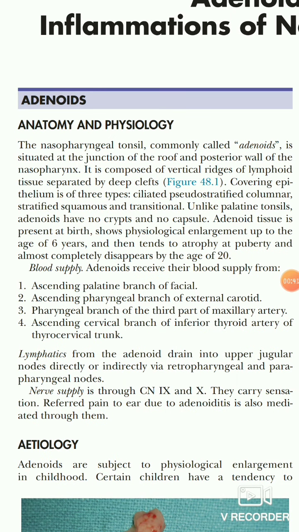Covering epithelium is of three types: ciliated pseudostratified columnar, stratified squamous, and transitional. Unlike palatine tonsils, adenoids have no crypts and no capsule. Adenoid tissue is present at birth. It shows physiological enlargement up to the age of 6 years and then tends to atrophy at puberty and almost completely disappears by the age of 20.